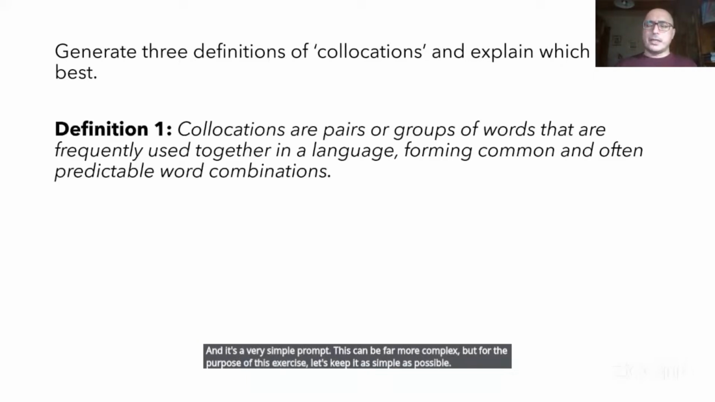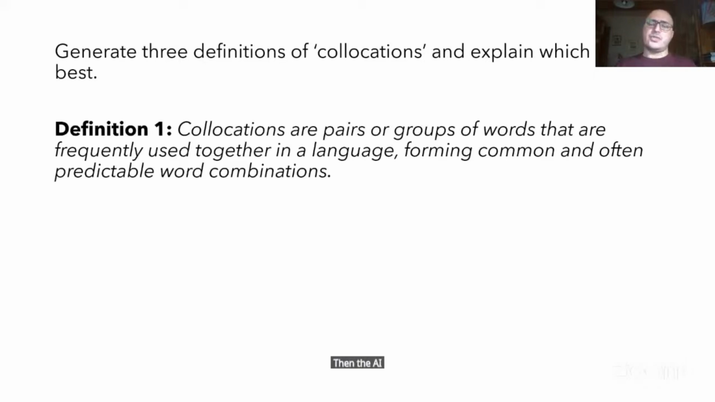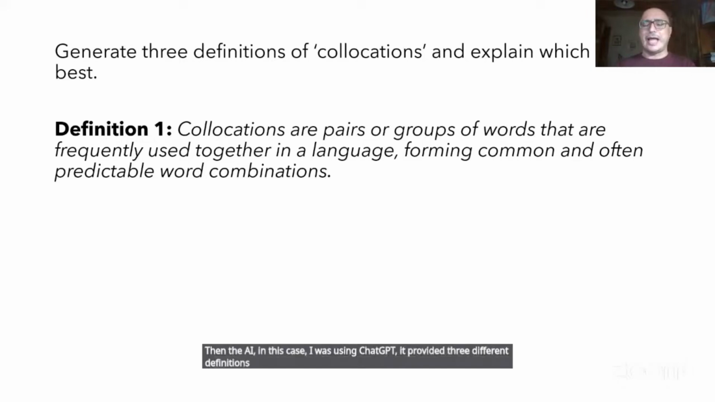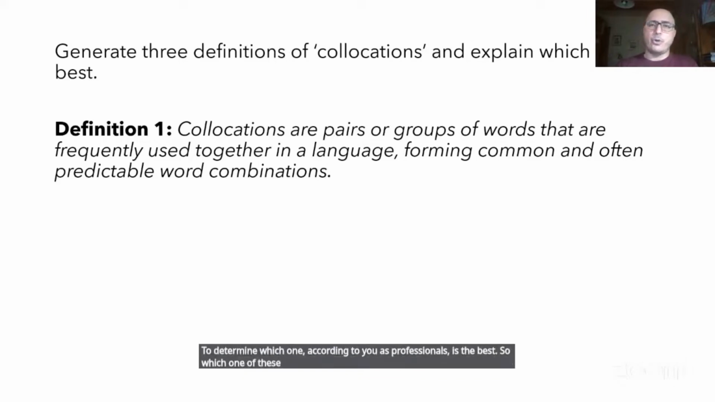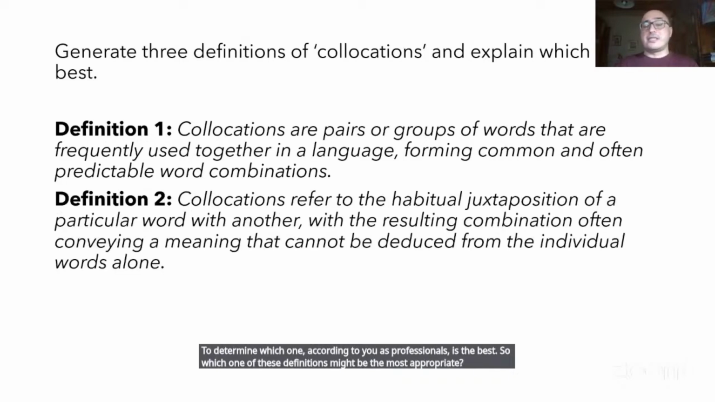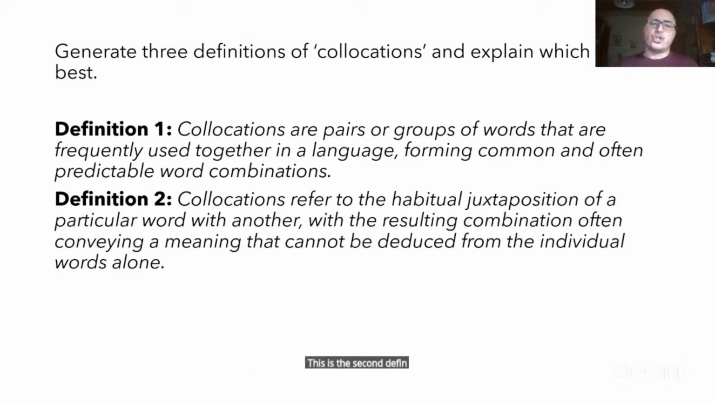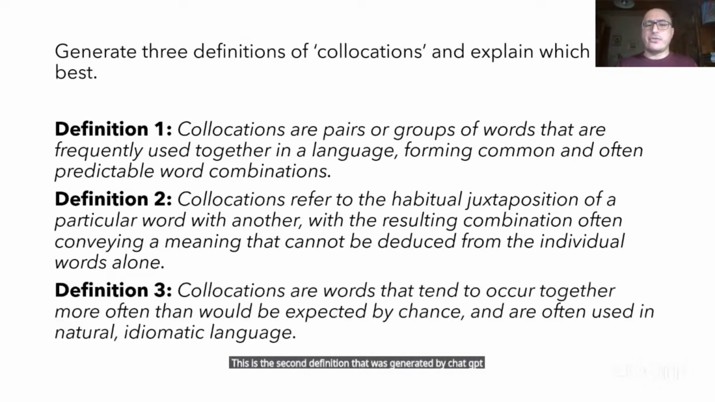Then the AI, in this case, I was using ChatGPT, it provided 3 different definitions. And in looking at them, what I'd like you to do is to use your own expertise, your own knowledge of the English language and your own knowledge of English language teaching to determine which one, according to you as professionals, is the best. So which one of these definitions might be the most appropriate. This is the second definition that was generated by ChatGPT. And this is the third.